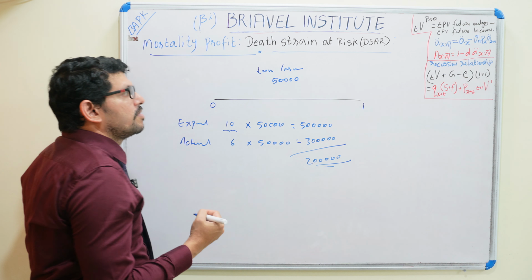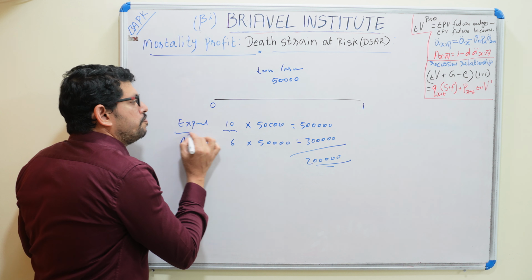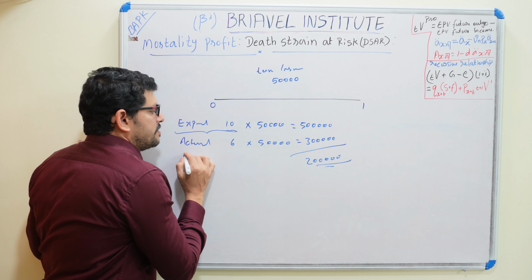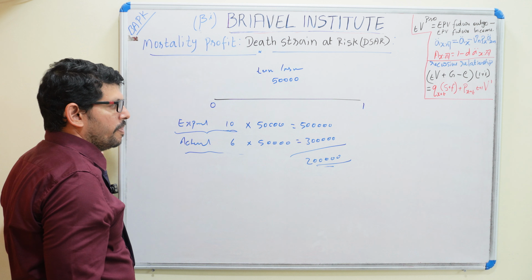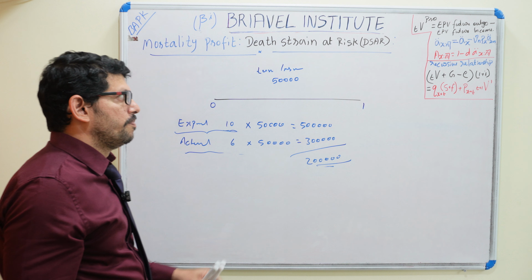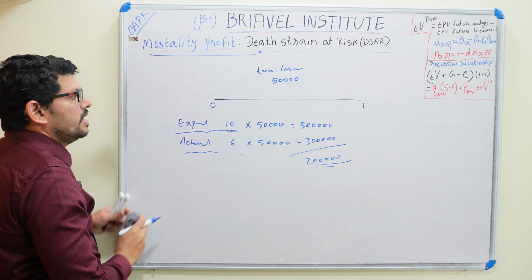So like that we are going to calculate the mortality profit by taking the expected death cost and subtracting the actual death cost. So that we get the mortality profit. So we'll start with what is the death strain at risk, DSAR.